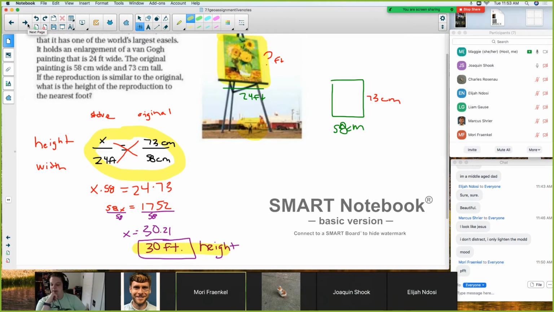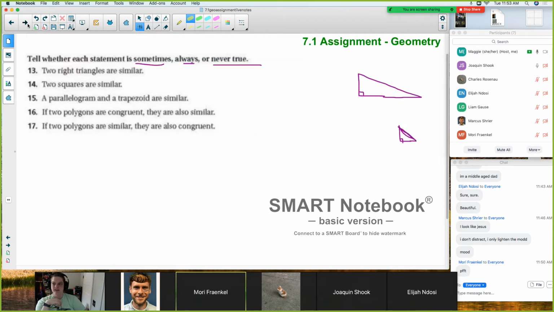So in the next one, again, we were talking about similar, and it turns out that just because one of the angles is right does not mean that all of the angles are going to match that.